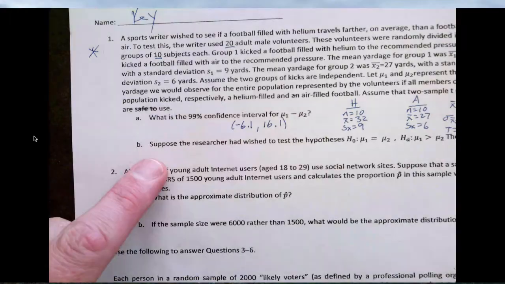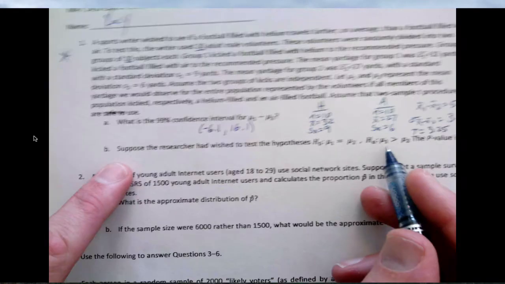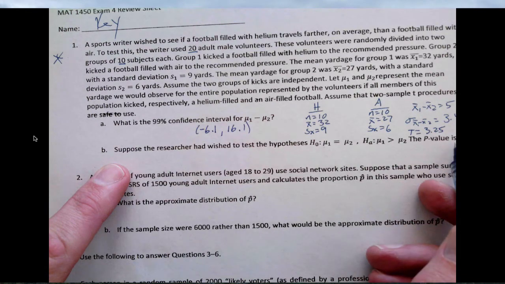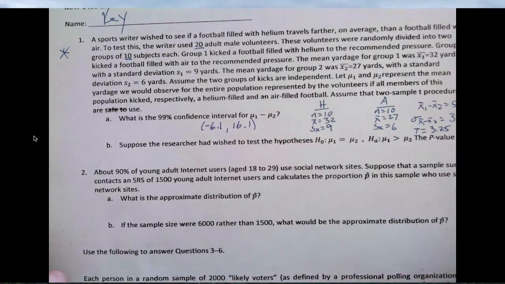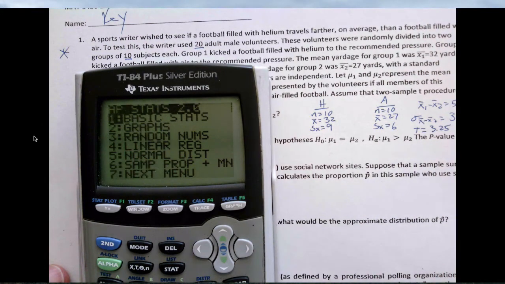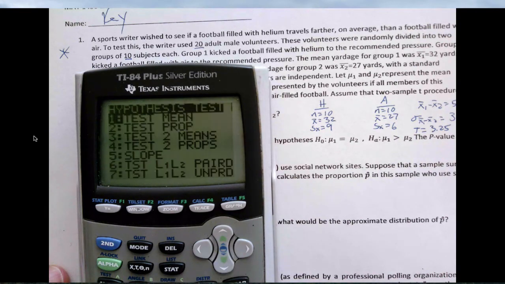Okay. Suppose the researcher wished to test the hypothesis that they're the same and that the helium distance is greater than this. The p-value is what? All right, so let's do that. So I'm going to exit out of this. Okay, I'm going to go back in, other menu. This time I'll go down to hypothesis test. Okay, and I'm looking for testing two means.